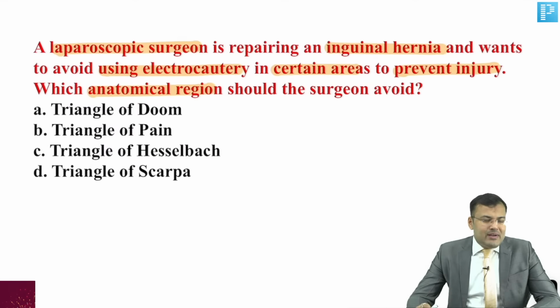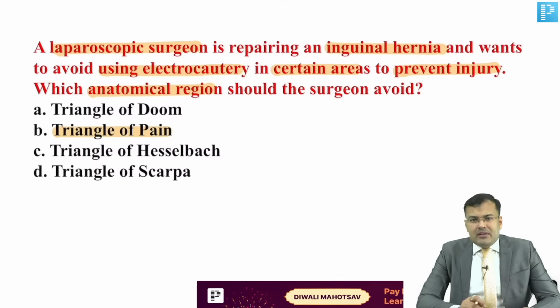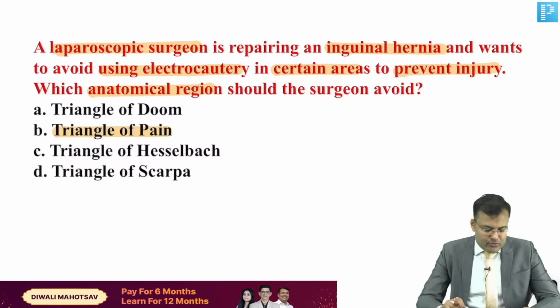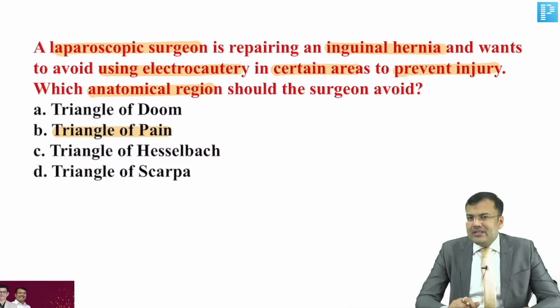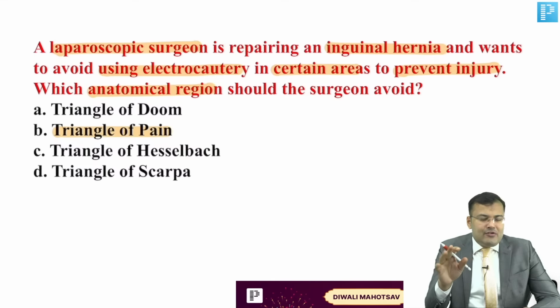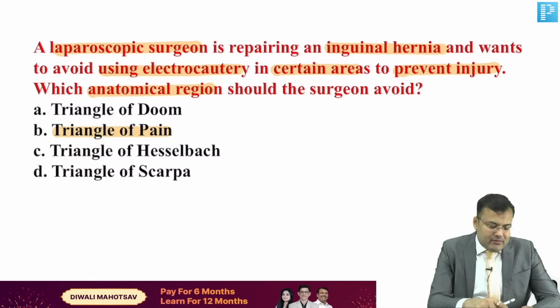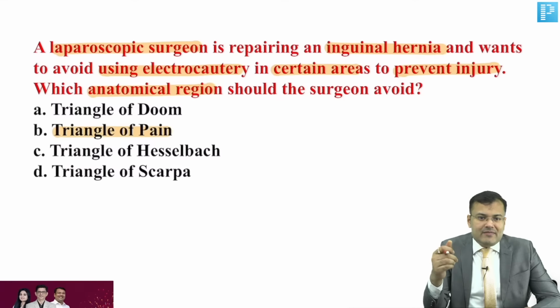So guys, can you tell me what are the boundaries of the triangle of pain? Here, there are multiple nerves. 4 nerves are there. So, in this particular region, you are not supposed to use what? Electrocautery. What is the triangle of doom? In the triangle of doom, there are iliac vessels. So, in the triangle of doom, you should not use sharp instruments. Sharp dissection should not be done. Otherwise, it is going to cause injury of iliac vessels.